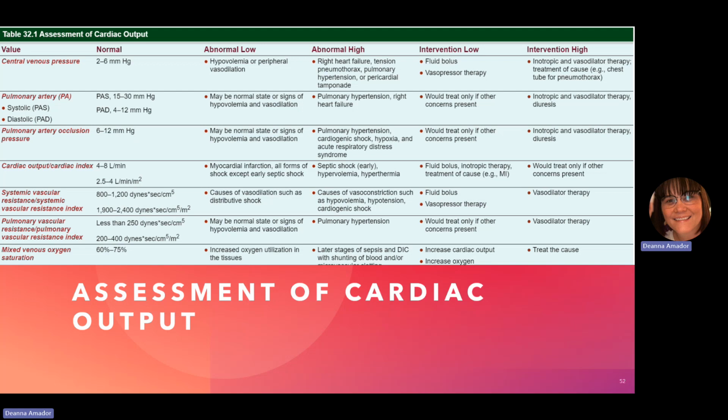Here it talks about PVR. I'm not going to really go into PVR, but it's just another measurement of, I guess you could say afterload in the heart, but I want you guys to focus more on SVR. And then here we can get mixed venous gases off of our Swan, which is why they throw this on here too. And it talks about what low levels and high levels would be.